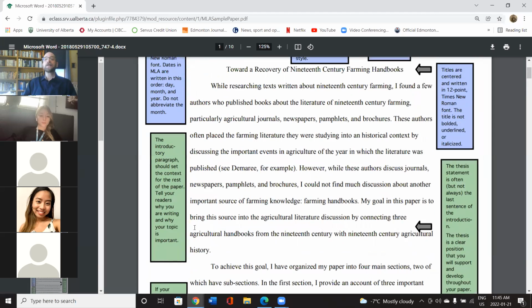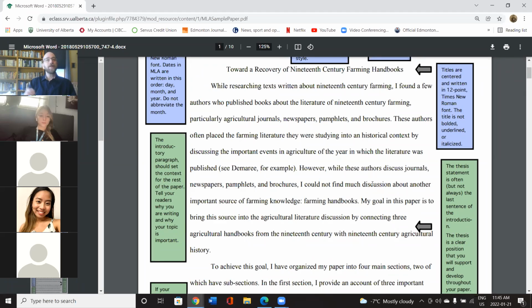However, I like this. So there's a kind of transition in the middle of the opening paragraph. These books seem to be doing this thing. However, while these authors discuss journals, newspapers, pamphlets, and brochures, all these different genres, I could not find much discussion about another important source of farming knowledge. I like the use of the colon here. Farming handbooks. My goal in this paper, so here's the thesis statement.